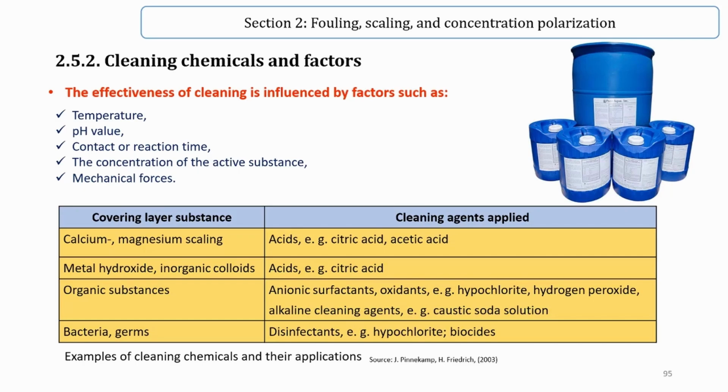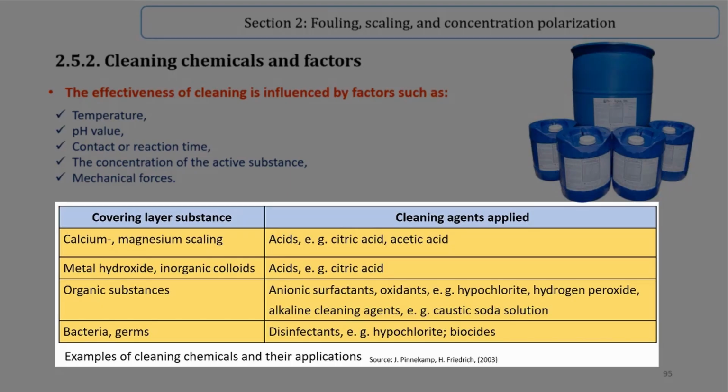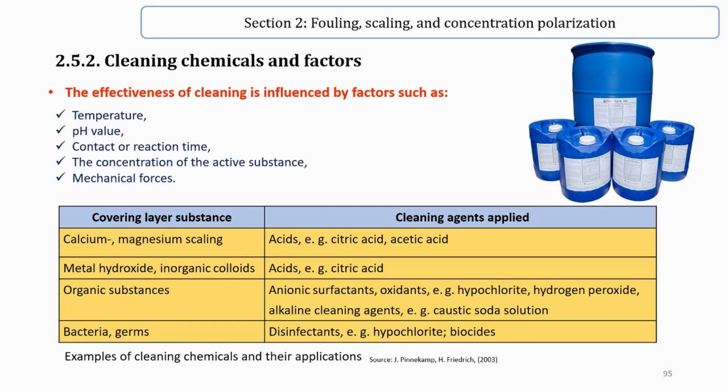The cleaning agent is chosen depending on the substances in the covering layer, as you can see in this table. Depending on the fouling type, cleaning agents are applied. For example, for scaling and colloidal fouling, acids such as citric acid or acetic acid are applied. For organic fouling, anionic surfactants, oxidants such as hypochlorite, hydrogen peroxide, or alkaline cleaning agents such as caustic soda solution. And for biofouling, disinfectants such as hypochlorite or biocides can be applied.